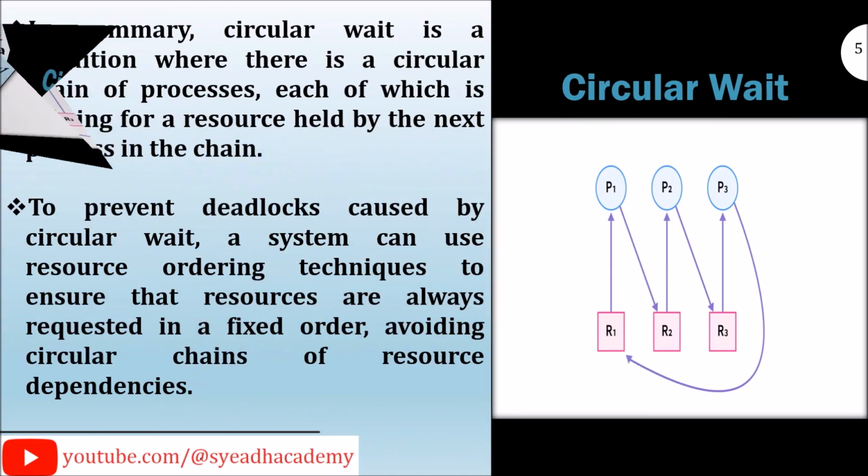In summary, circular wait is a condition where there is a circular chain of processes, each of which is waiting for a resource held by the next process in the chain. To prevent deadlocks caused by circular wait, a system can use resource ordering techniques to ensure that resources are always requested in a fixed order, avoiding circular chains of resource dependencies.